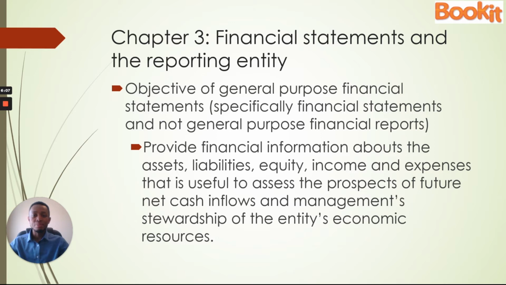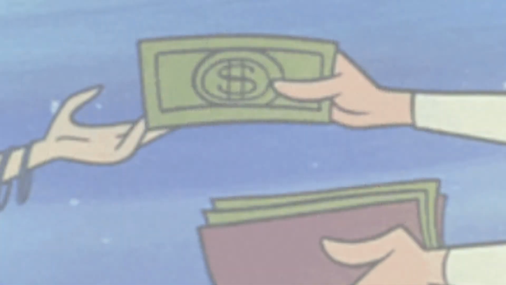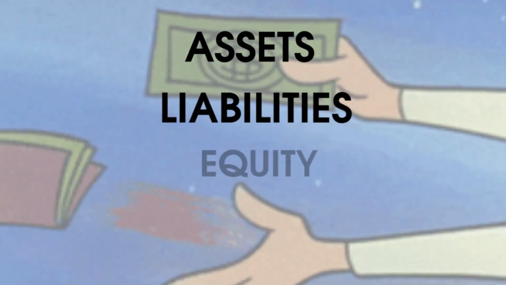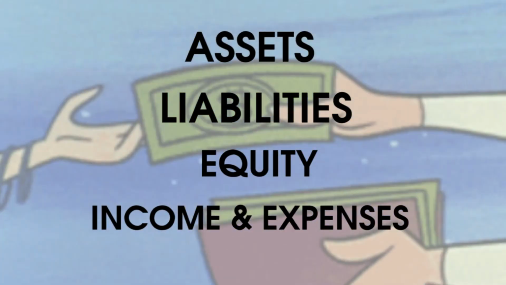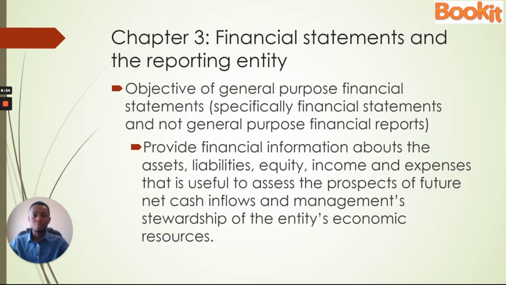Please note that Chapter 1 and Chapter 2 deal with general purpose financial reports, whereas Chapter 3 to Chapter 8 will deal with general purpose financial statements. The objective of general purpose financial statements is to provide information about the entity's assets, liabilities, equity, income, and expenses that is useful to assess the prospects of future net cash inflows and management's stewardship of the entity's resources.